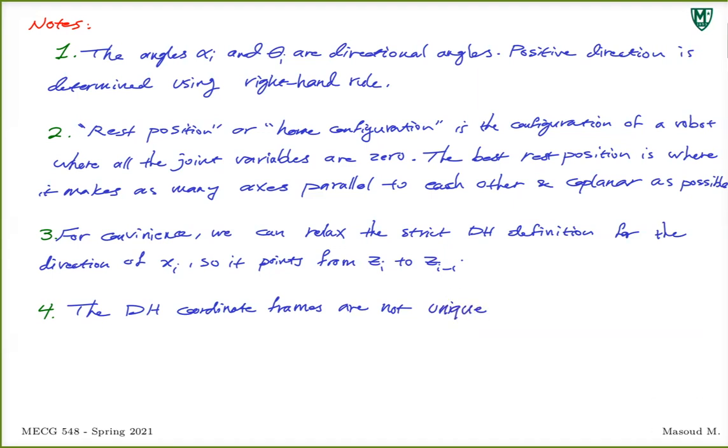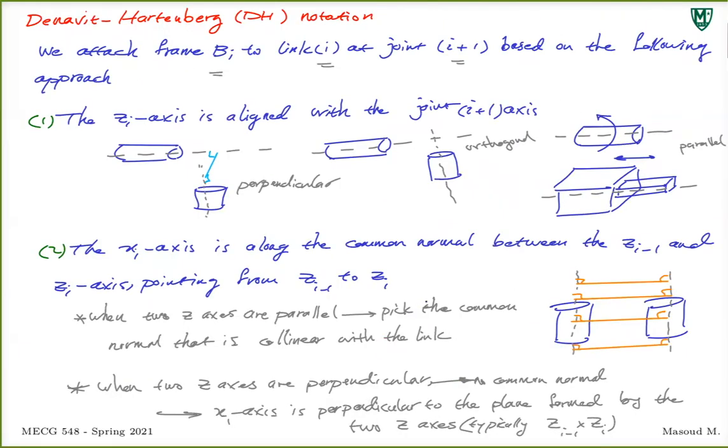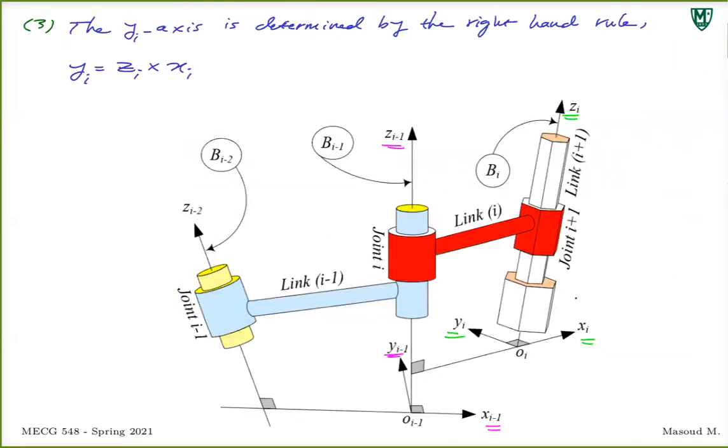Because we only define the line along which the zi axis should be. I did not give you any strict way of figuring out the direction of zi, right? I only told you, if you go back to the first one, the zi axis is aligned with the joint i plus 1 axis. Now, it could be in this way, it could be in this way, right? That's there, and there is really not that much you can do about it.